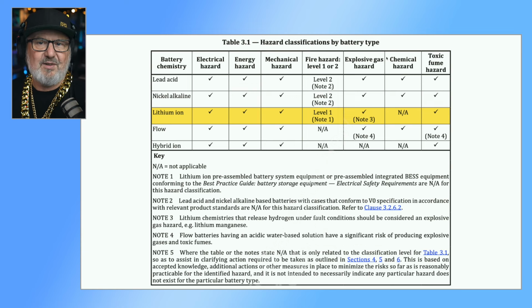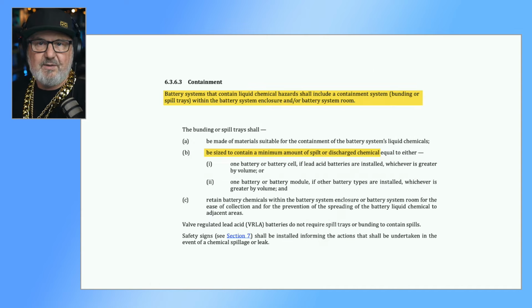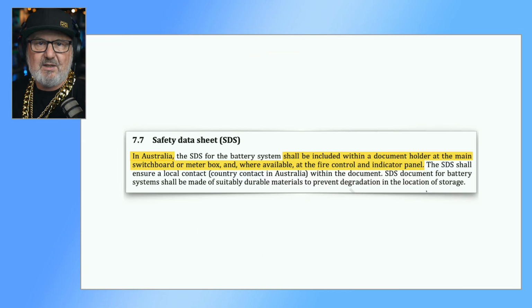How do you know if your lithium battery produces hydrogen under fault conditions? Well, that's what the safety data sheet is for. So we jump over to the safety data sheet, and it says here, in Australia, the safety data sheet for a battery system shall be included within a document holder at the main switchboard or meter box, and where available, the fire control and indicator panel.